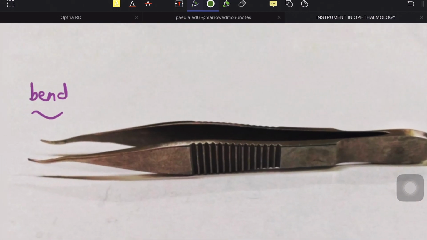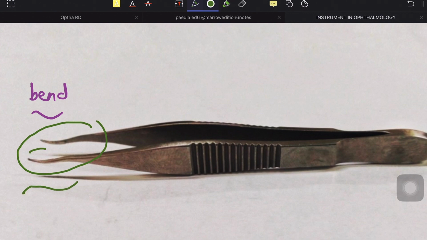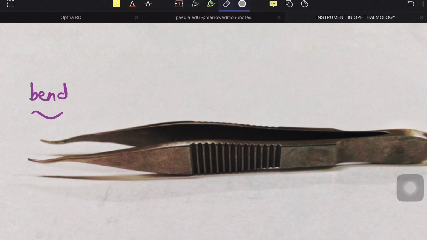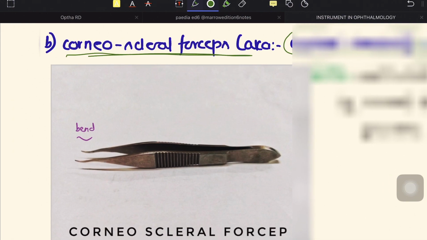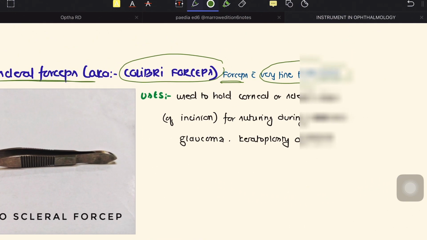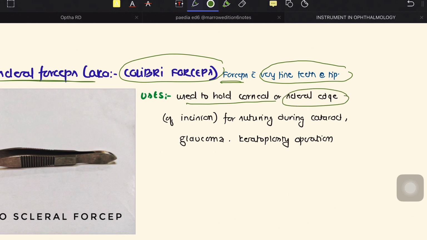As we can see, this is the tip of this colibri forceps, and we can see it has a very fine tip, and the tip is bent like this. You can see the bending present at the tip, and via this you can identify this colibri forceps. It's also called corneoscleral forceps, and it is used to hold the cornea or scleral edge of the incision.